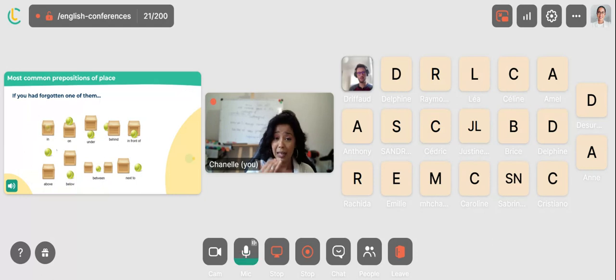So we often get in, it's dans or dedans, on, c'est sur, under, dessous, behind, derrière, in front of, devant. We get above, so that we also, when we say above, we go au-dessous, below, en dessous, between, c'est entre, and next to, c'est à côté, or à côté de.